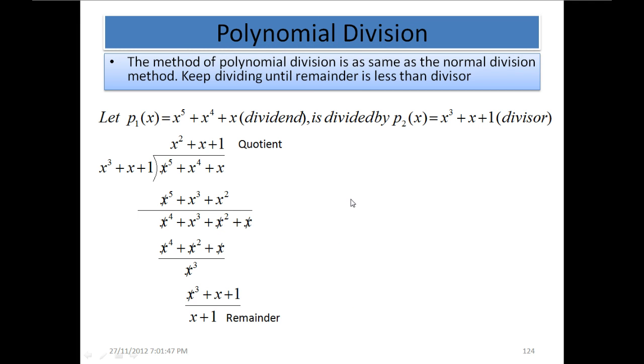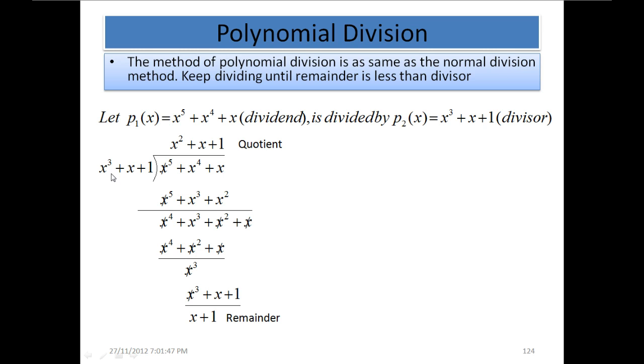Now this polynomial division is the most important part, because it is going to be used to find the code word using the polynomial generator. So we have to understand this polynomial division more thoroughly. The method of polynomial division is the same as the normal division method. Keep dividing until the remainder is less than the divisor. So let P1(x) equal to x^5 plus x^4 plus x, which is called the dividend, be divided by P2(x) equal to x raised to the power 3 plus x plus 1, which is called the divisor.